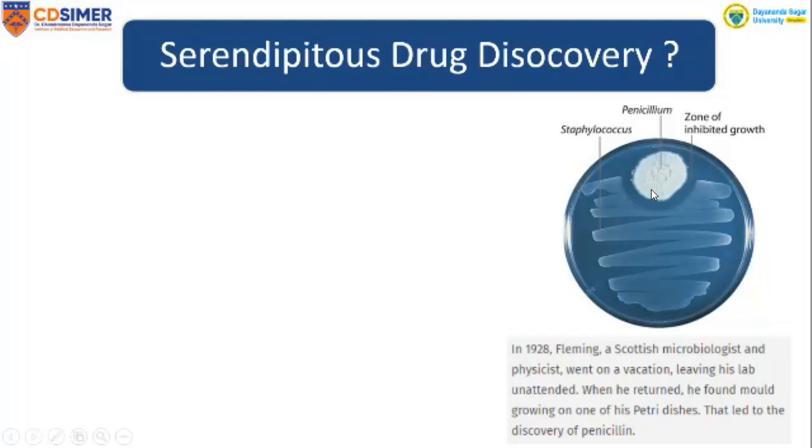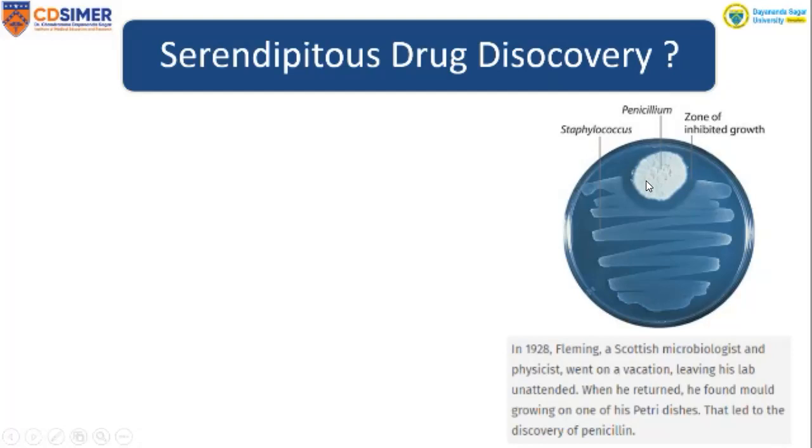When this fungus is growing here, there is no growth of microorganisms surrounding it. You can see there is a gap here. Then it suddenly clicked in his mind: why is there no growth here? The growth of microorganisms is inhibited by this. So there must be some chemical released by this Penicillium notatum, the fungal mold that was there.